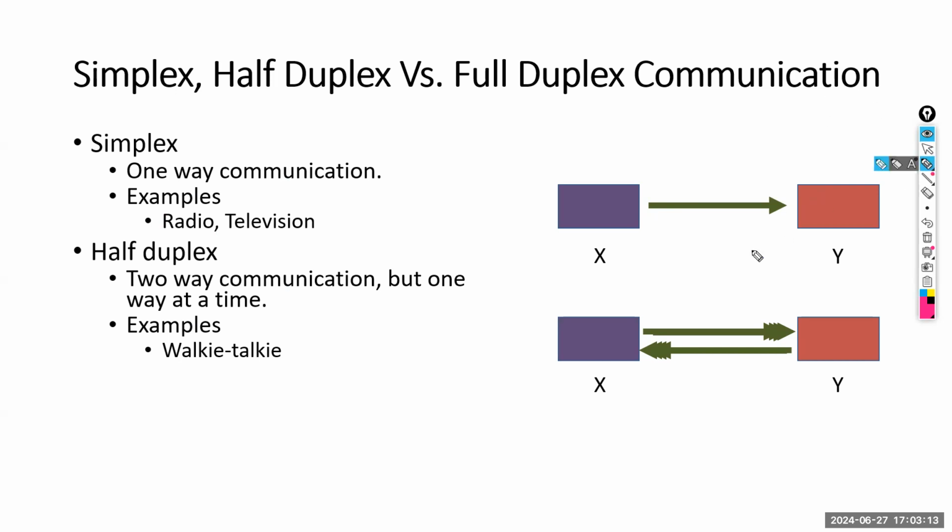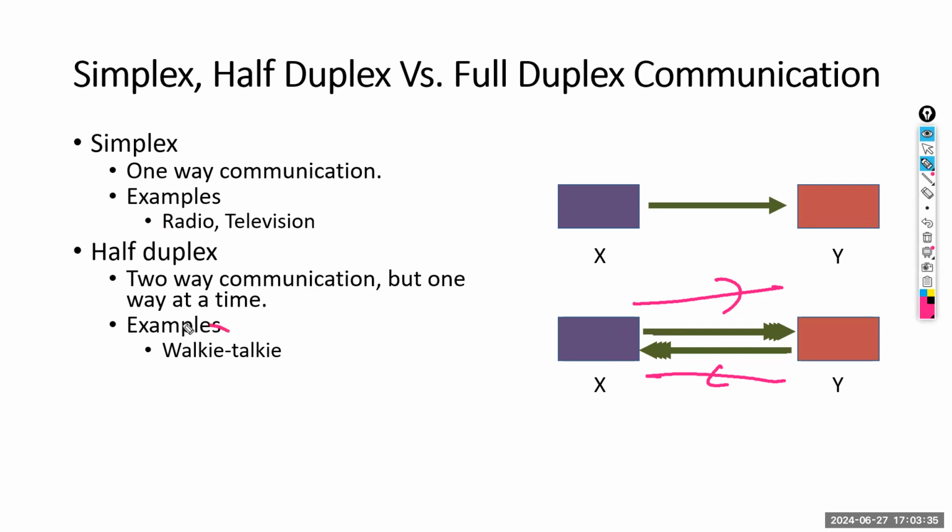One way at a time. So when the communication is this way, you need to wait until this communication stops, and then you can initiate this way. And during this way of communication, now X can't send signals to Y. So a very good example is walkie-talkies.